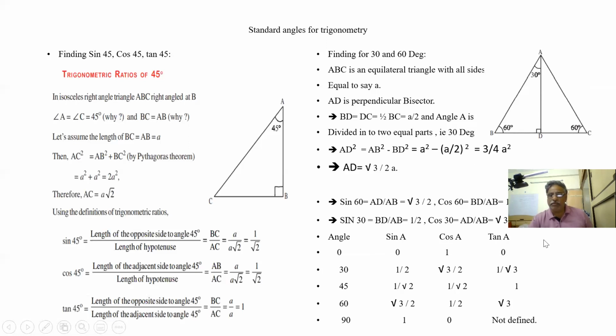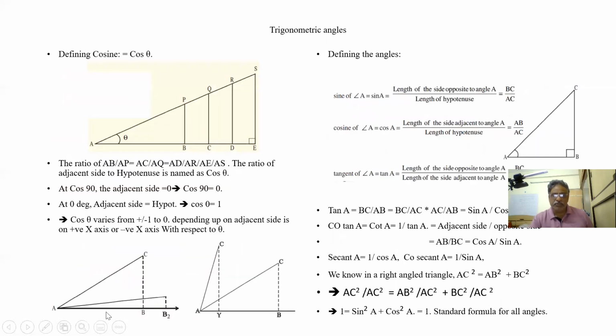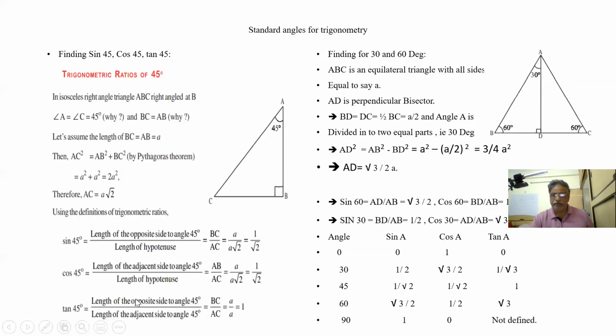So what we have found out is, sin 0 is 0, cos 0 is 1. Cos 0 is 1 means the adjacent side is equal to the hypotenuse. Sin 0 means the opposite is 0, so 0 by hypotenuse is 0. So sin 0 is 0, cos 0 is 1, and tan is sin by cos.